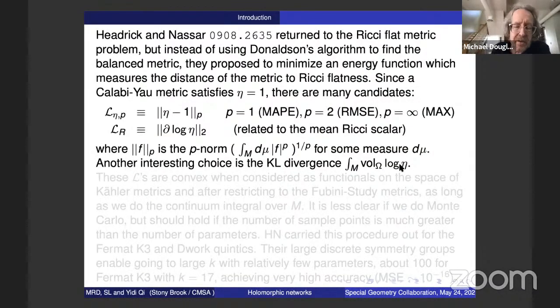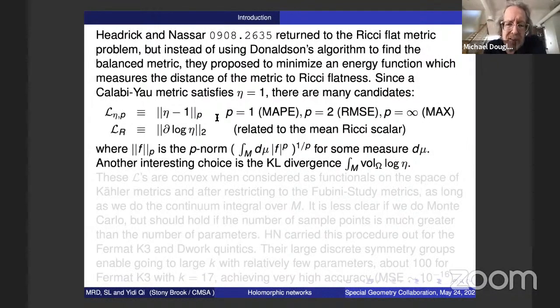And so then you could say, well, if I'm really interested in the Ricci-flat metric, why am I looking at the balanced metric? Why don't I just look at an energy functional that is minimized for the Ricci-flat metric? And that's what Headrick and Nassar did in their work. And of course, you could just take the norm of eta minus 1 as such a thing.